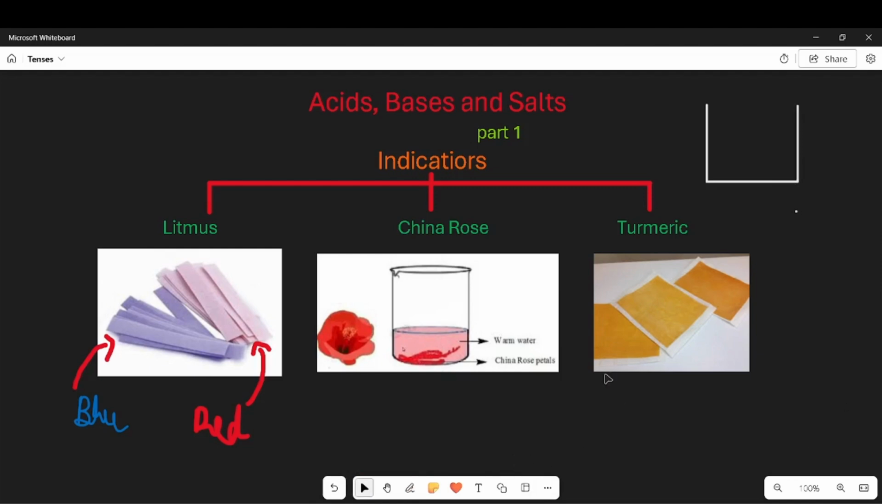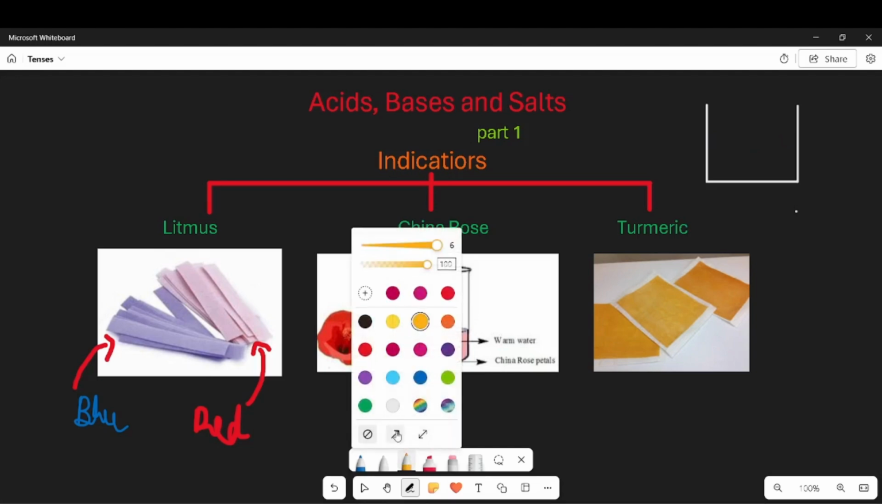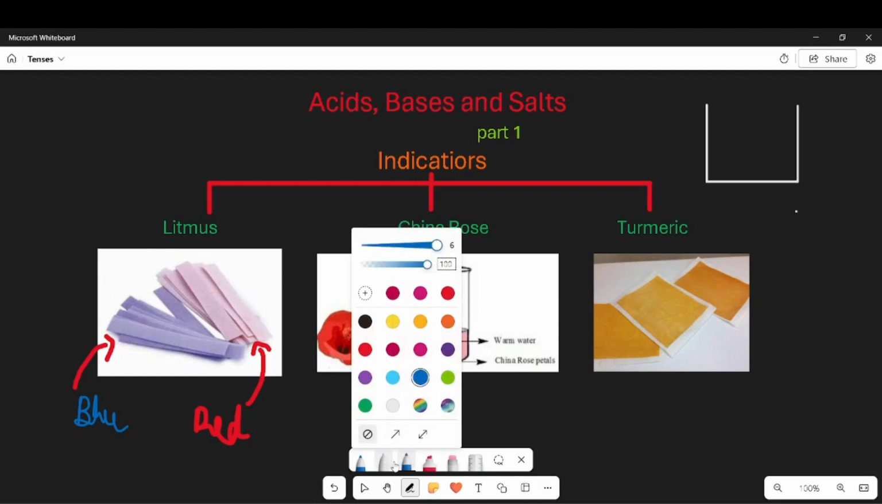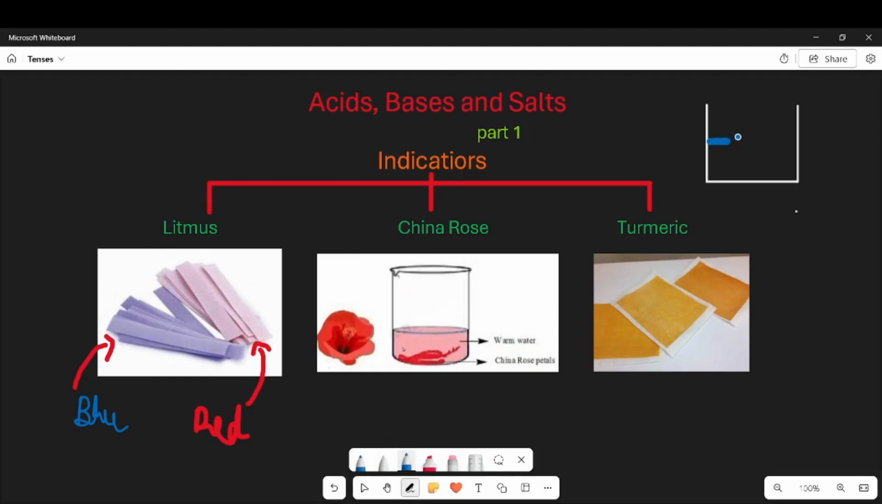Now, turmeric, we all know turmeric. We all eat it in our food. So turmeric is a yellow color substance. We can put it on a paper and then dry it so that we get turmeric paper like you see in the picture here. So now let's say I give you an acid. I'll show it red. No wait, not red. Wait. We need the red for something else. Okay, I'll say blue for acid.